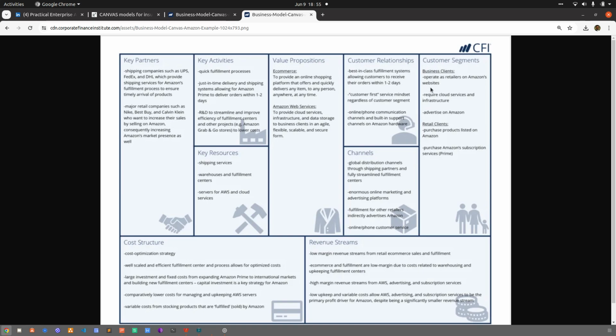So this is an Amazon-like site. They are e-commerce retailers. So they basically operate as business clients, operate as retailers on Amazon. Okay, so these are a set of people who are working on Amazon as retailers, and then they provide their own services. Their channels are good distribution, online marketing, fulfillment of retailers, and online phone customer support.